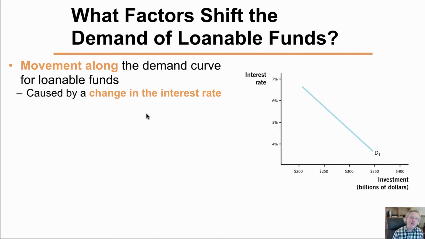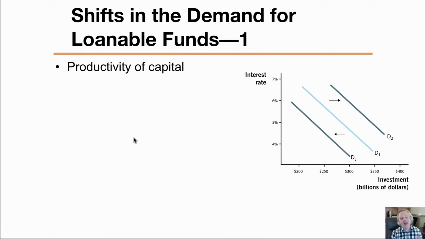So that's what causes you to move along the demand curve. So the first thing that causes a shift in the demand for loanable funds is the productivity of capital. Remember, capital is what firms are buying or investing in when they borrow money from the loanable funds market. They're building a new building, a new factory, whatever it is that they are using this big chunk of money for, that's usually capital.